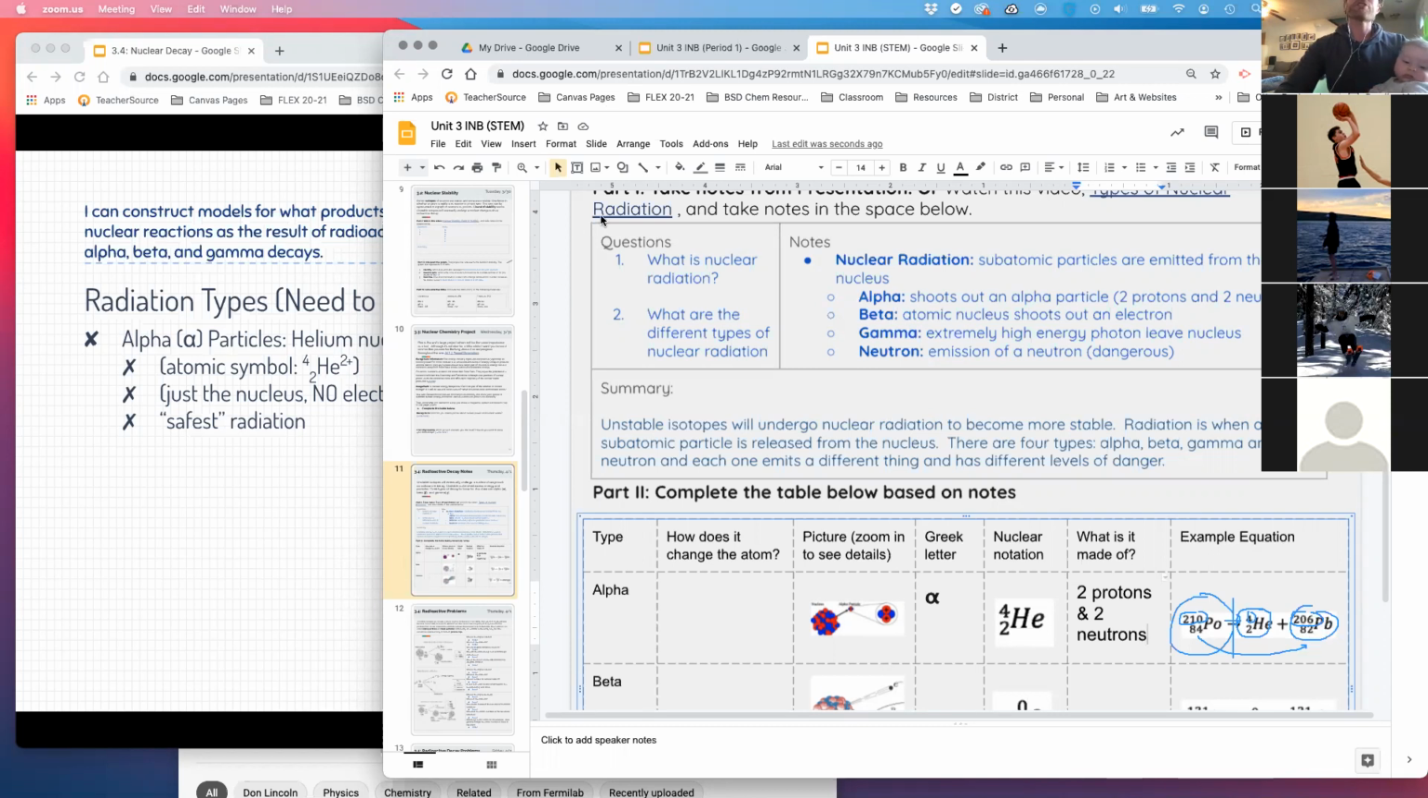Okay, so what changed about this is that we had minus 4 to atomic mass and minus 2 to atomic number. Okay, when an alpha particle is shot off, it minus 4s to the mass, 210 to 206, and minus 2 to the atomic number.